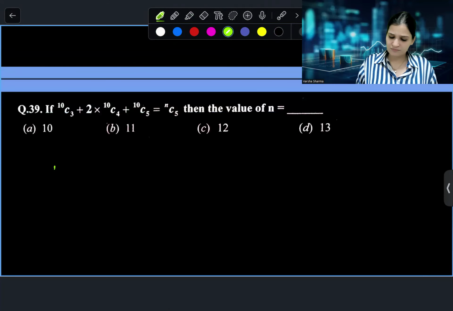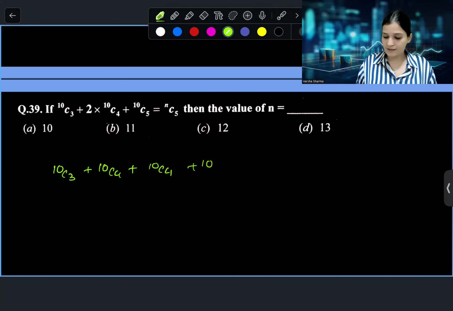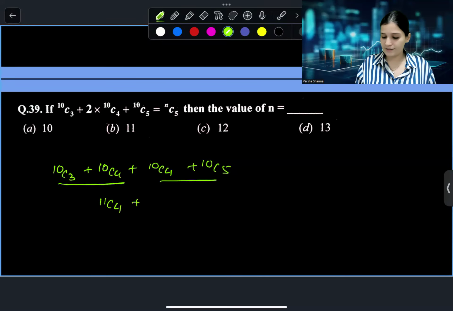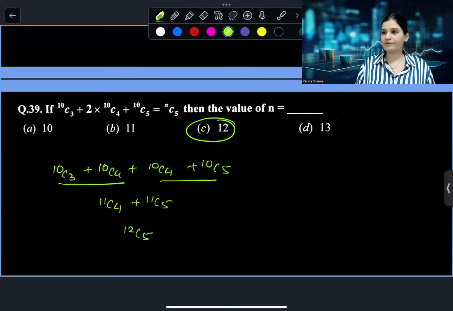Same sum. 10C3, 10C4 can be written twice, plus 10C5. Here the answer is 11C4. Here the answer is 11C5. 12C5. So the answer would be 12.